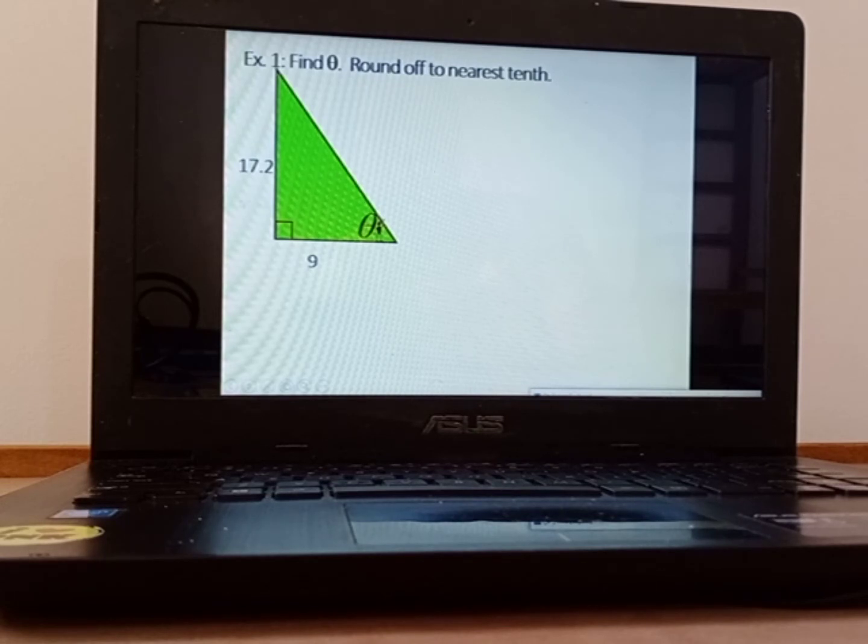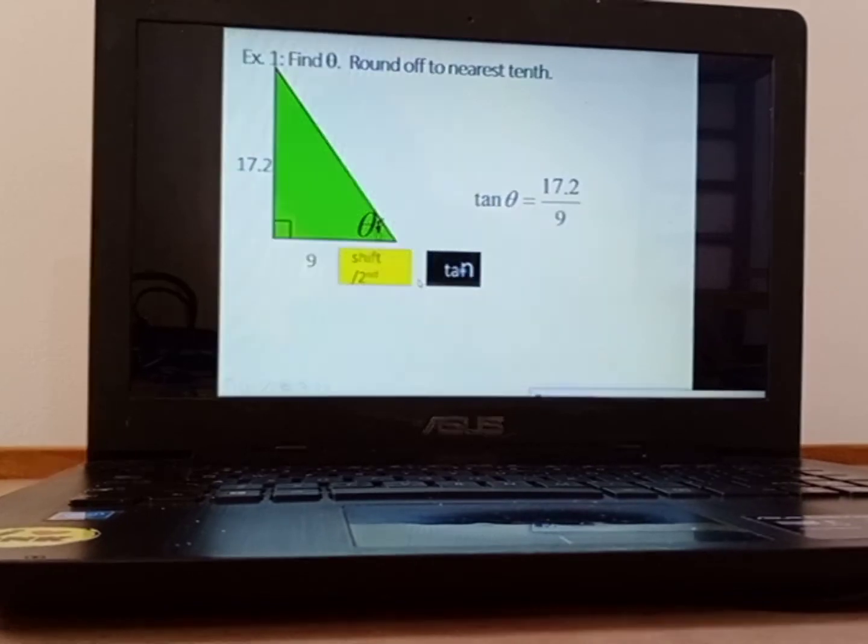So for your tangent function, we have SOHCAHTOA, opposite over adjacent. So our opposite is 17.2 and our adjacent is 9. Therefore, tangent theta is equal to 17.2 over 9. In your calculator, in order to get the value of our angle, press shift or second function, and then the tangent function.